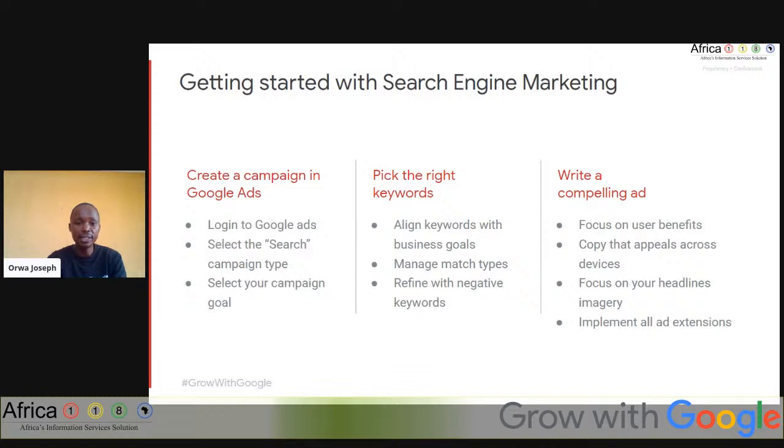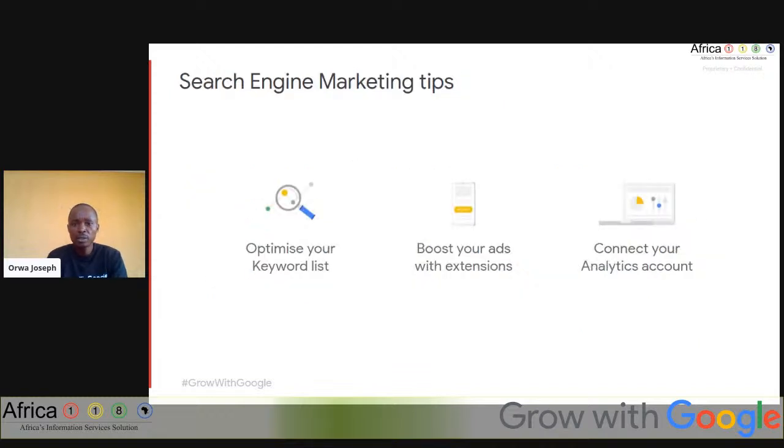So once this one is done, your ad will be up and running, but you need to know some of the tips for you to have a successful search engine marketing campaign. The first one, optimize your keyword list. Ensure that you are using words that most of your customers are using to search for you. Then boost your ads with extensions. What do we mean by boosting your ads with extensions?